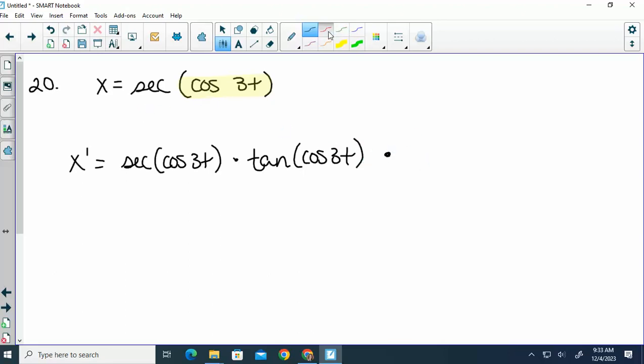Now we work our way in, the derivative of the inside. So the derivative of cosine, negative sine, inside stays the same. The derivative of the inside is 3. So again, really the only thing you could do at this point is pull that -3 to the front.